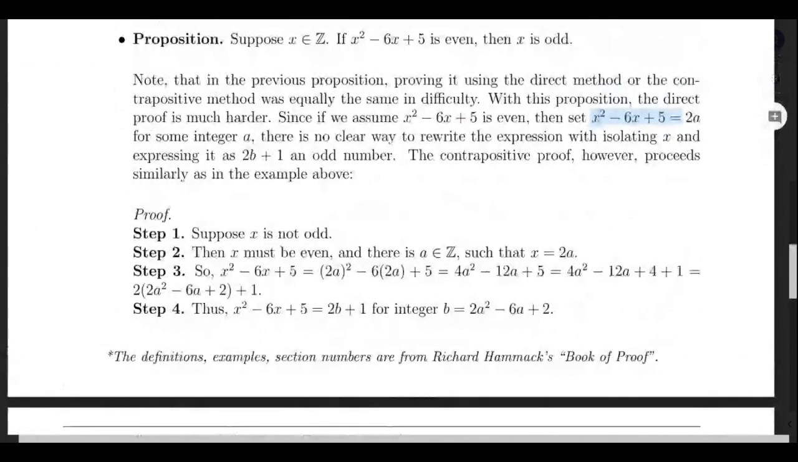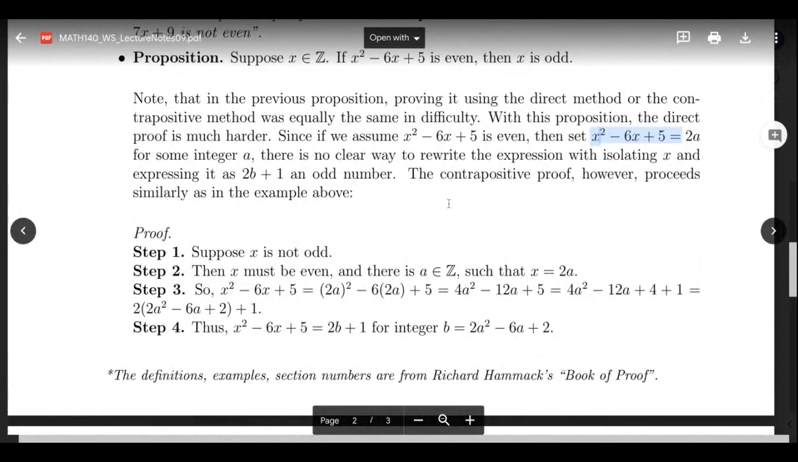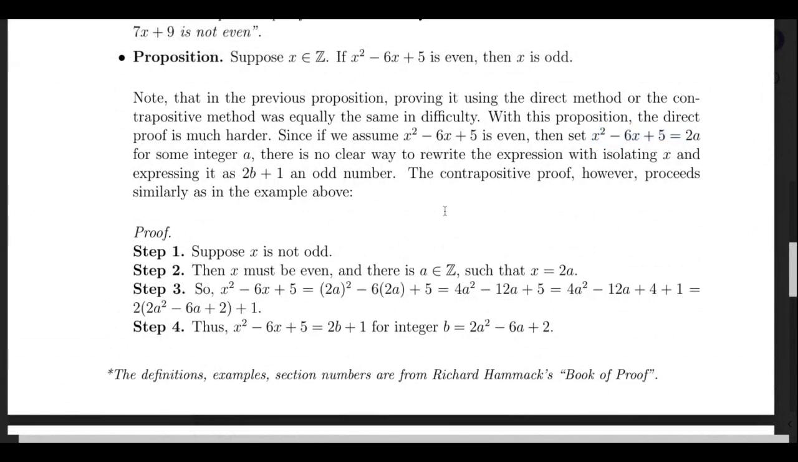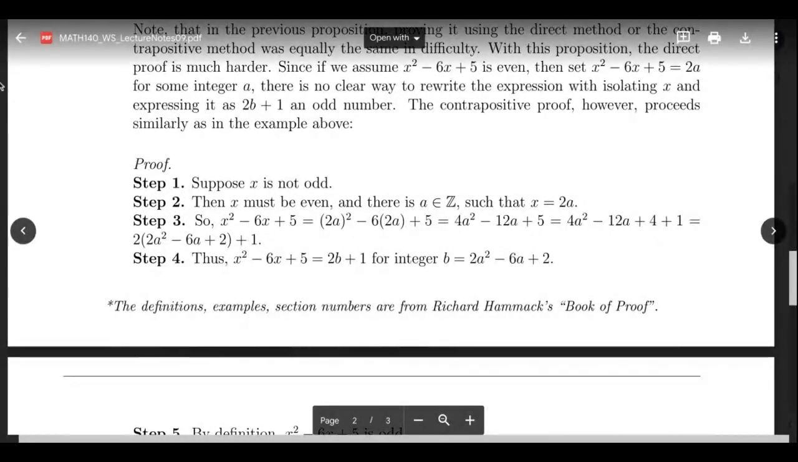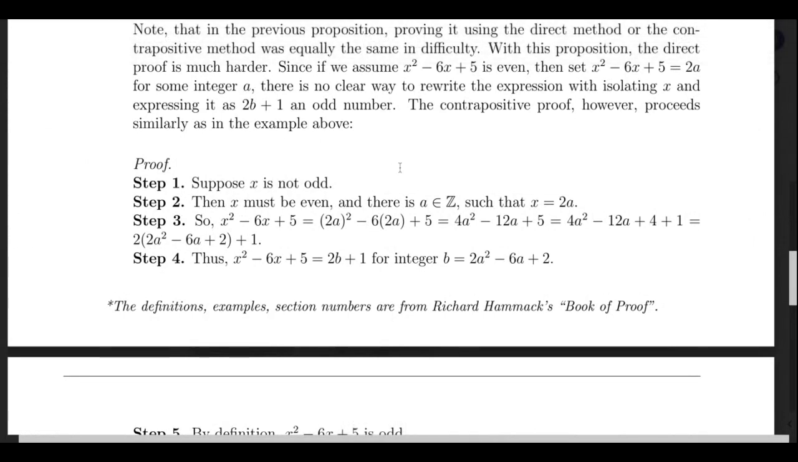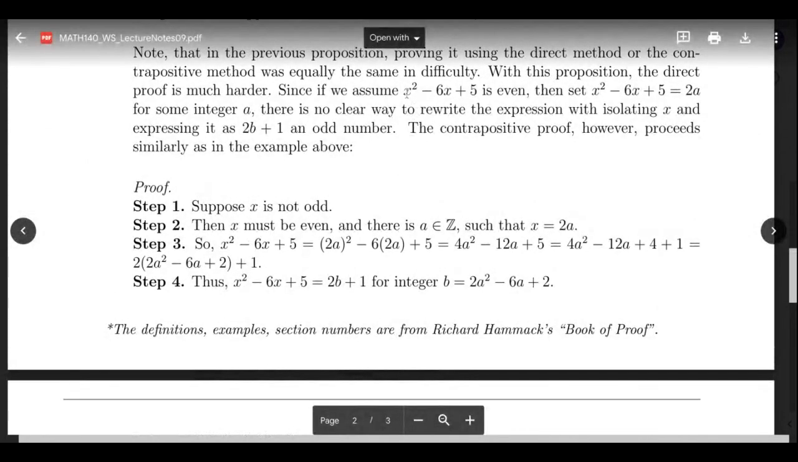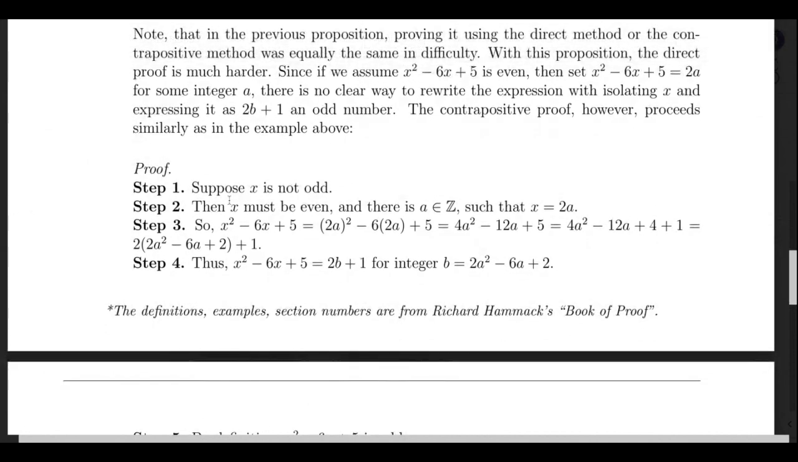Let's see the contrapositive. The direct proof would be much harder. The contrapositive says: suppose x is not odd, so we negate q, and we want to show x squared minus 6x plus 5 is odd. It's not even, and not even means odd. So suppose x is not odd, then x must be even.